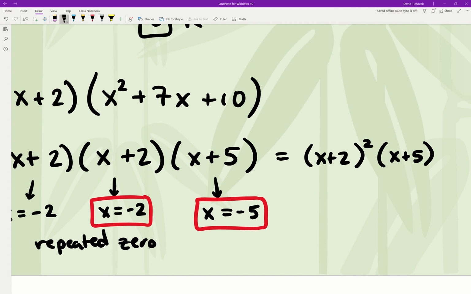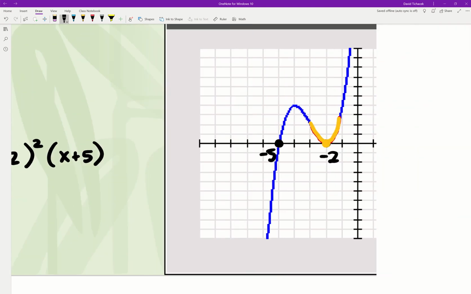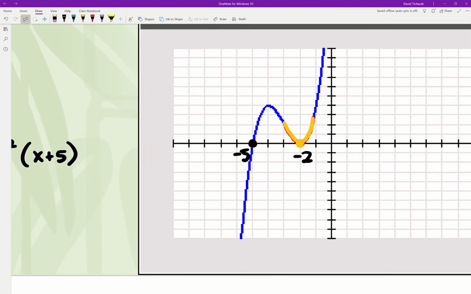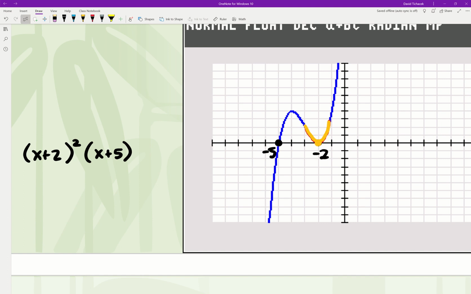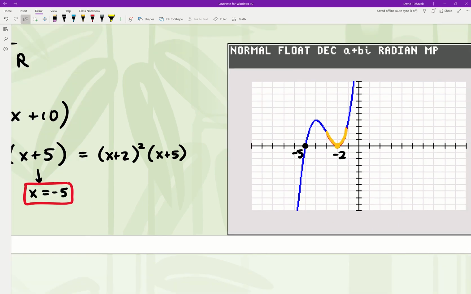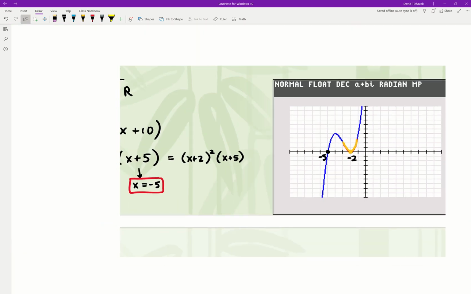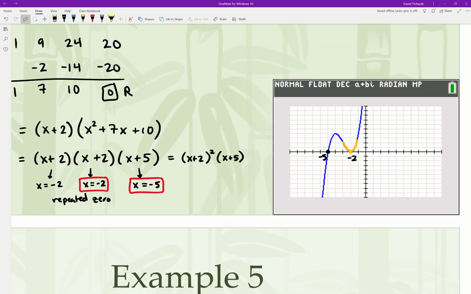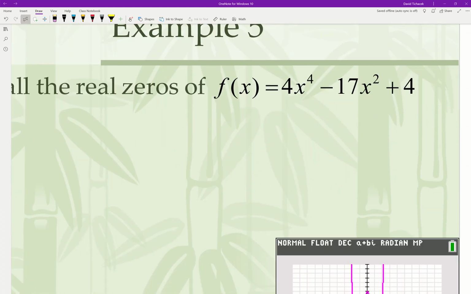that -2 has a multiplicity of 2, and that's why we would bounce off of the x-axis in this place, okay? And we would cross through -5 linearly because we just have 1 copy of x + 5, okay? So that would be a complete problem there. Let's take a look at another example here.